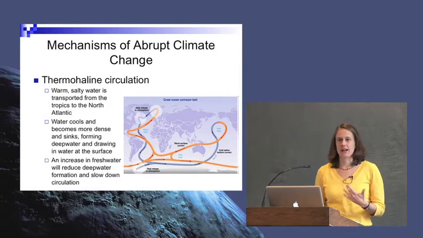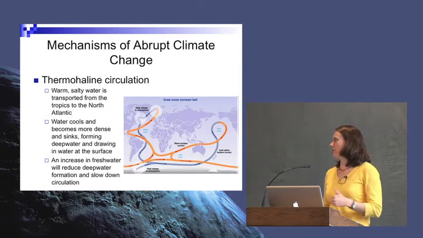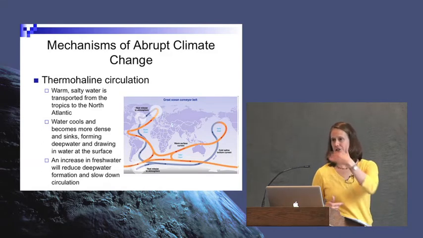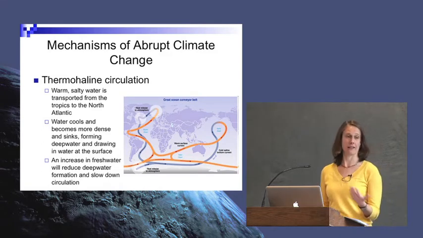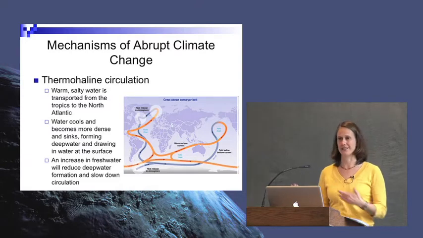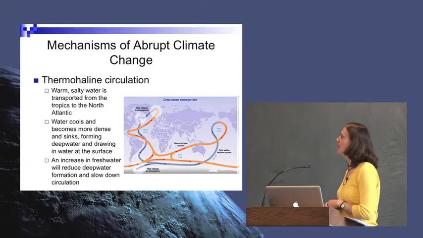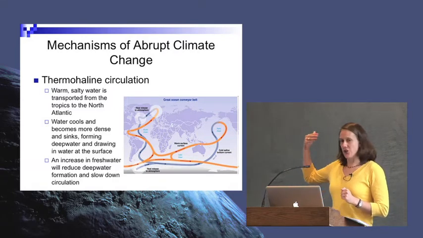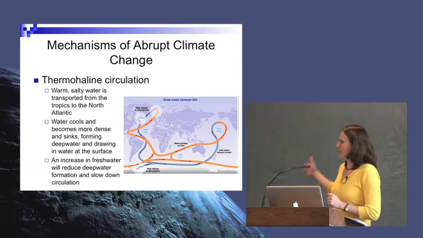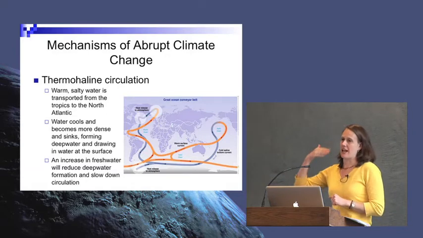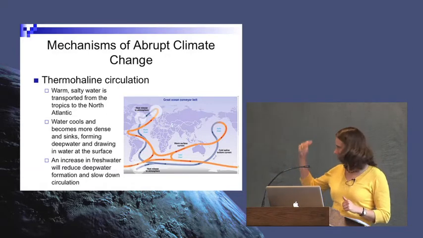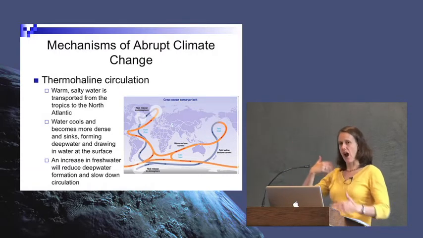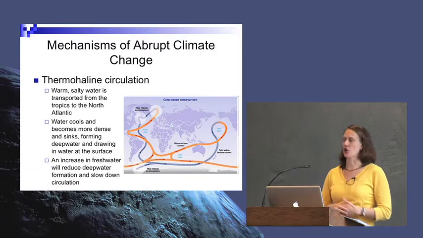Then one of the other mechanisms that's been proposed is changes in the thermohaline circulation, what you guys have been talking about in some of this, the deep ocean currents and whatnot. If a lot of your deep water production is in the North Atlantic, where it's cooling and subducting, that's kind of driving this ocean conveyor.